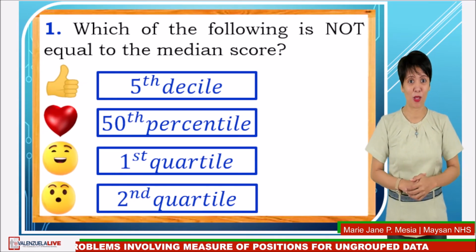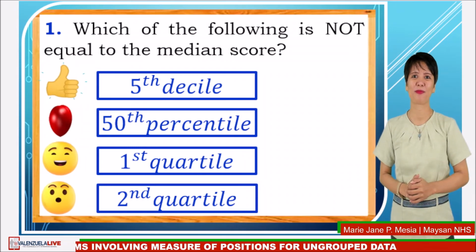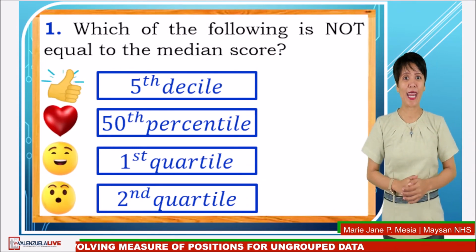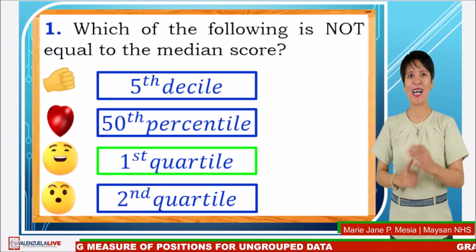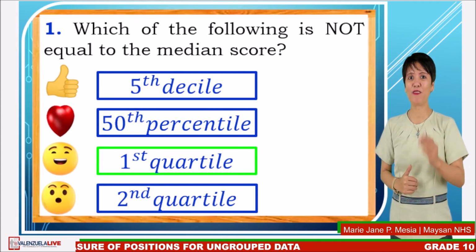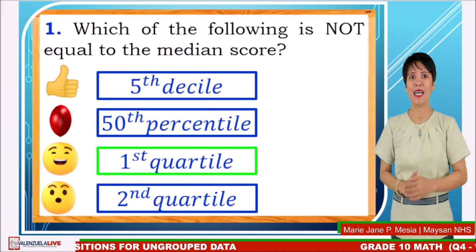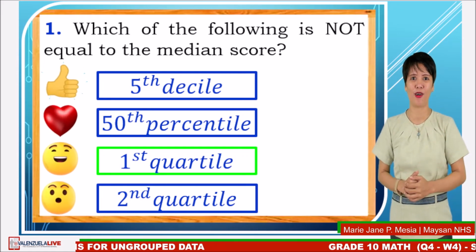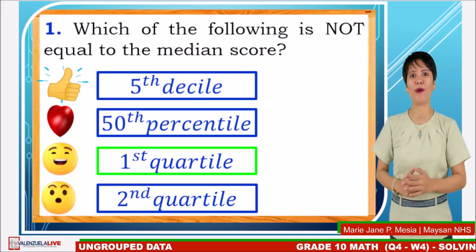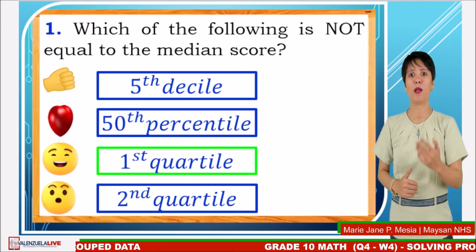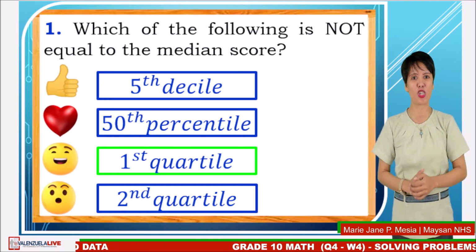Okay, time's up. What is your answer? Okay, the answer is haha emoji, since the 5th decile or 50th percentile and the 2nd quartile are equal to the median score. The 1st quartile or lower quartile is equal to the 25th percentile and not the median.